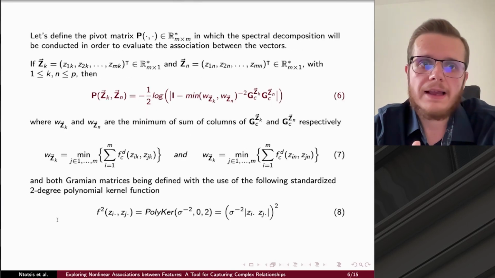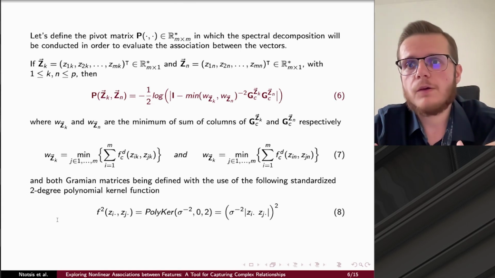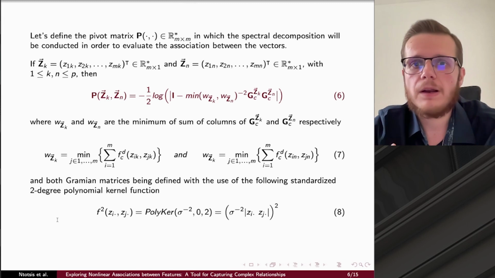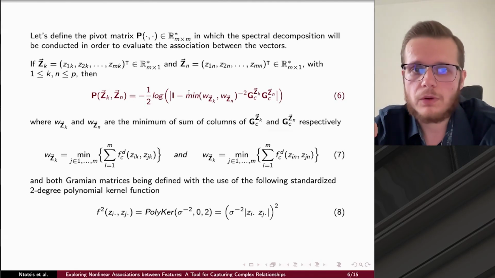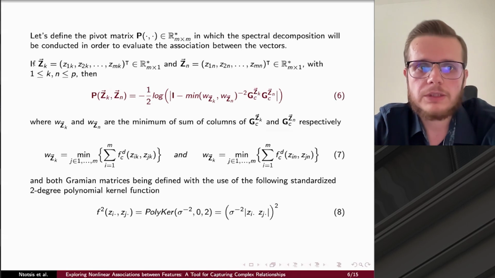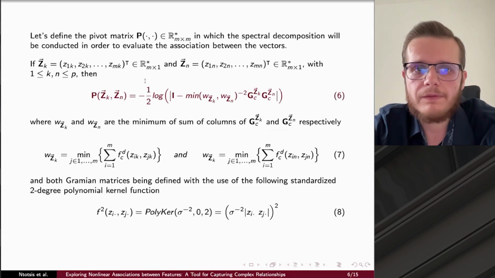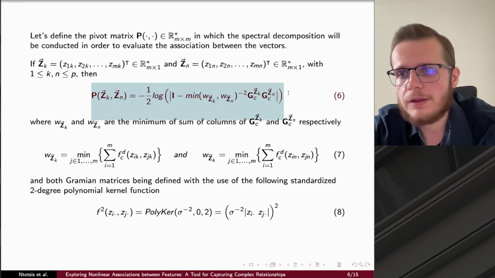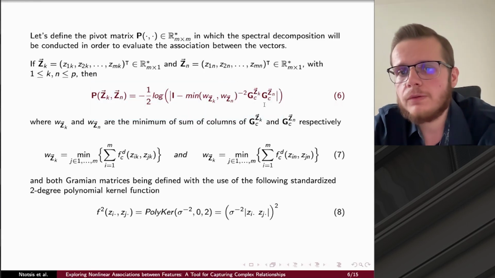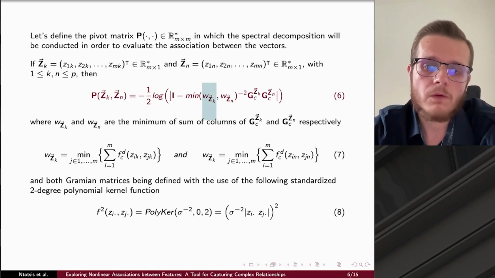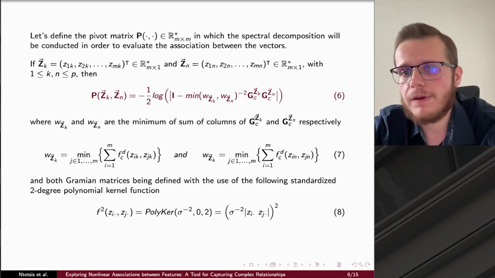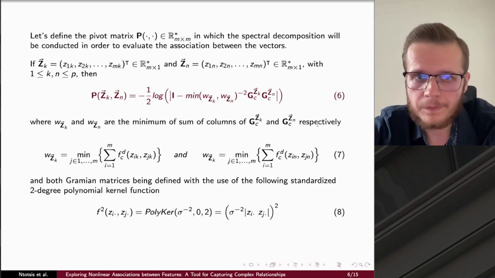Now, let's define the pivot matrix on which the spectral decomposition will later be conducted in order to evaluate the association between the vectors. Equation number 6 is the main focus of KAC. So for two vectors, Zk and Zn, we have the pivot matrix, as can be seen here in equation number 6. In this equation, Gc is the centered Gramian matrix, and Wz is the minimum of the sum of columns of the centered Gramian of the corresponding vector Zk or Zn.